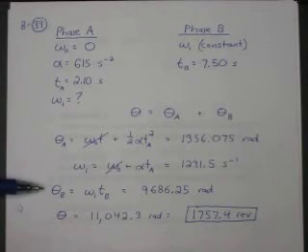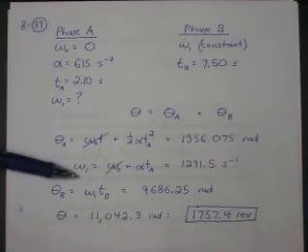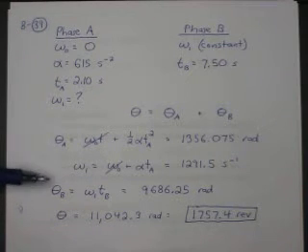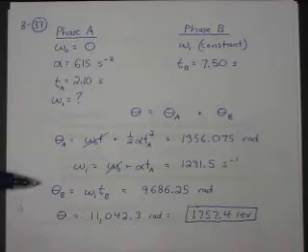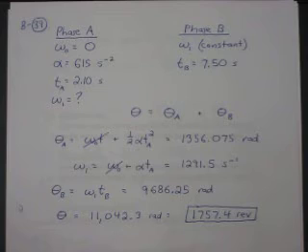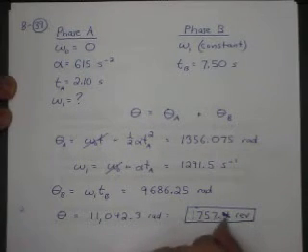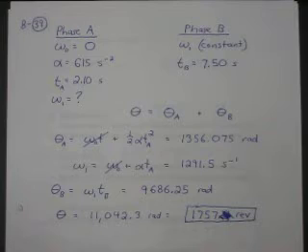Now we apply that to phase B. The number of radians it's gone through in phase B is omega 1 times the time of B, 9686.25 radians. Now that we know theta A and theta B, we add them up. We get 11,042 radians. The question is asking how many total revolutions has it gone through. So 1757.4, but since the question is asking how many total revolutions, we can just say 1757 total revolutions.